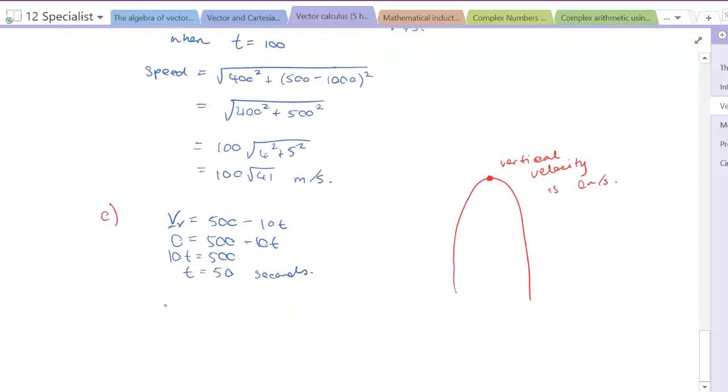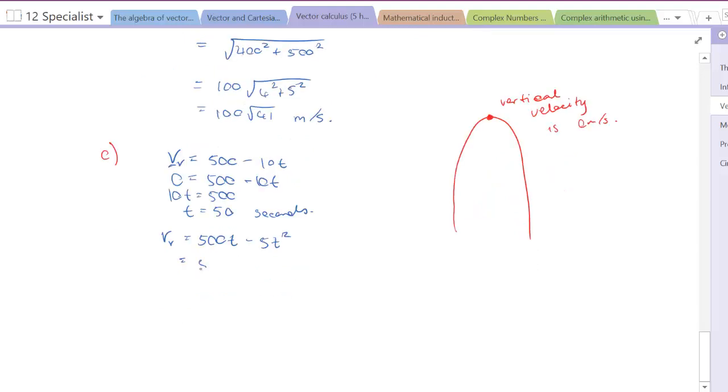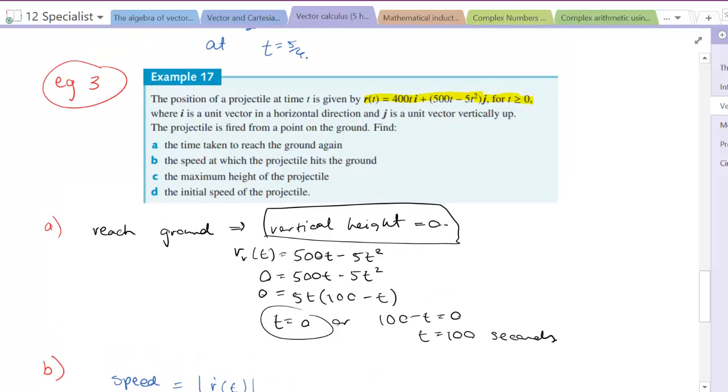If we're trying to find the max height, we put that time into the vertical component of the position. That's going to be 500t subtract 5t squared. So 500 multiplied by 50 subtract 5 times 50 squared is 25,000 subtract 12,500, which gives us 12,500 meters high.